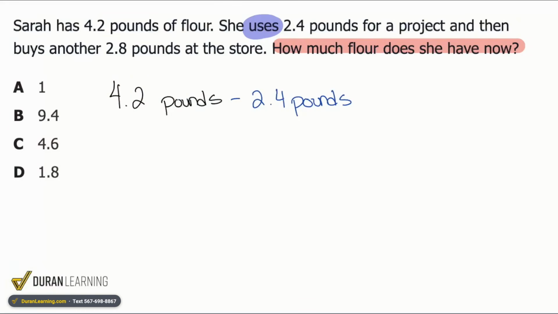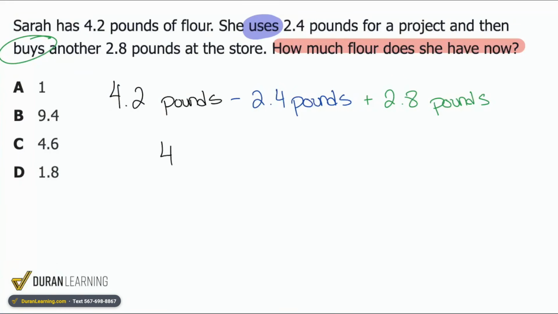And then lastly, it says, and then buys another 2.8 pounds at the store. So everybody help me out there. When we say we are buying another 2.8 pounds, what operation does that link up with? Yeah, it links up with addition, exactly. So with that, we'll go ahead and mark that down nice and easy. Buys another, so we'll add 2.8, and we are done. All we have to do now is just perform the math properly, and we're good. So let's go ahead and get this done.